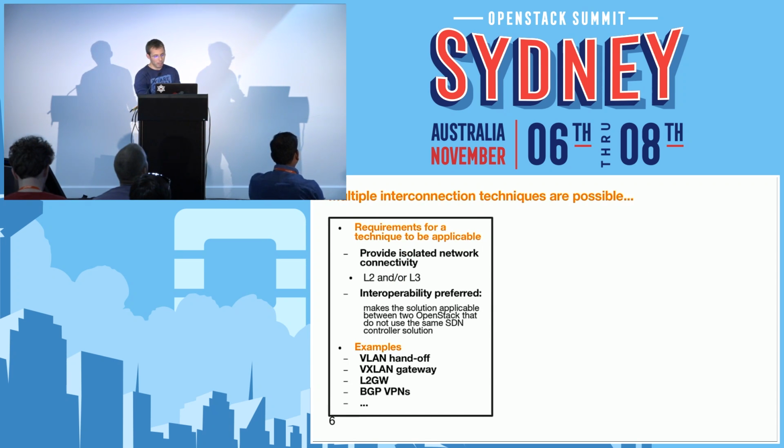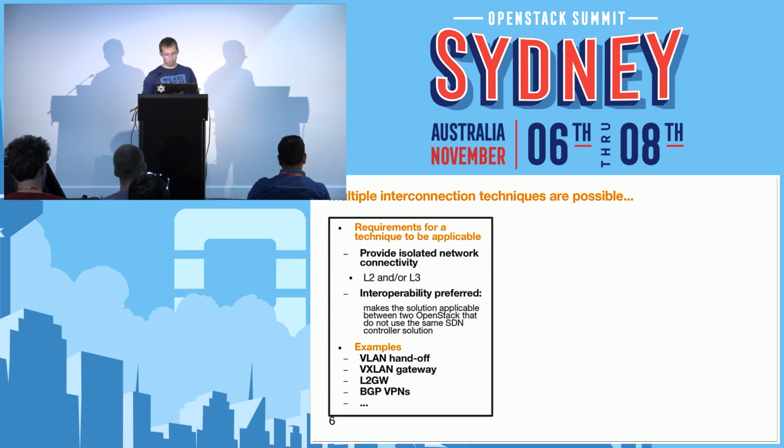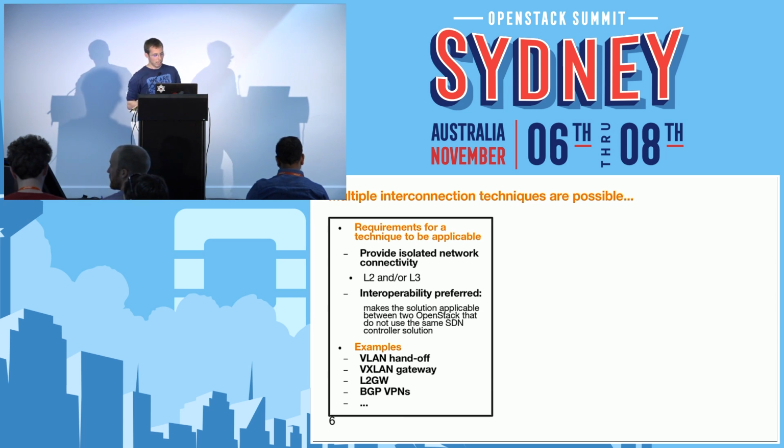I briefly mentioned that technical identifiers are exchanged and that they depend on the technique used to realize the interconnection. There are a few requirements for a technique to be applicable, like the obvious requirement that the technique can provide isolated network connectivity, whether it's L2 or L3 or possibly both. Another important aspect, not a requirement, is that we want interoperability here. Because if we have interoperability for the interconnection technique, it means that the solution will be applicable between two OpenStack instances that do not use the same SDN controller solution.